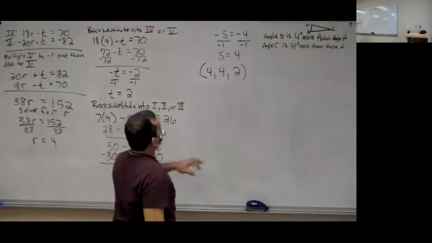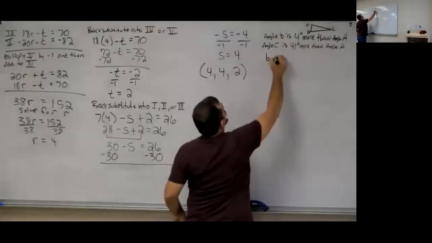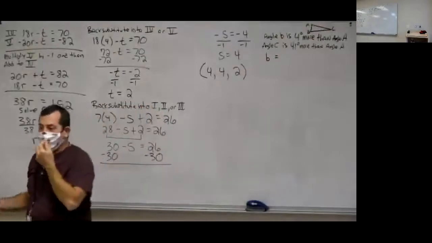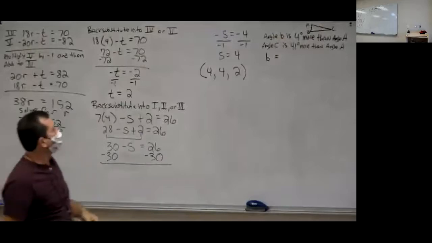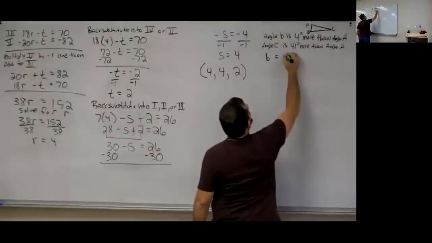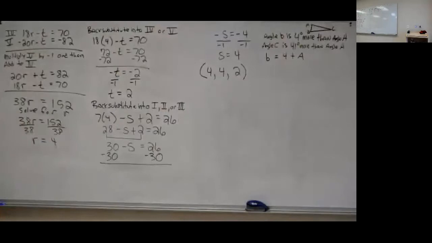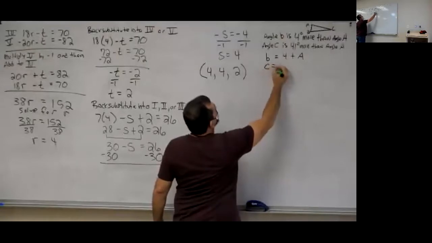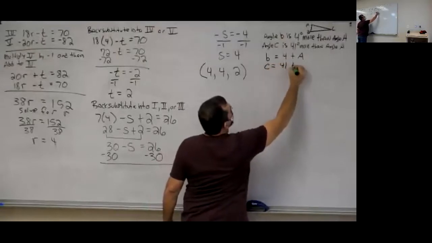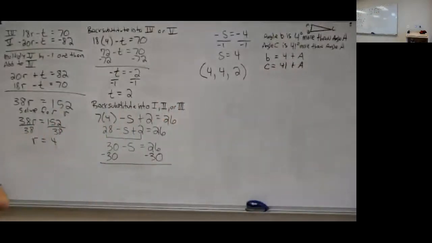So let me write out what they gave me. They said angle B, so B equals 4 more than angle A, which could be 4 plus A or A plus 4, either way. Now let's interpret that second equation I had. Angle C, so C is going to equal 41 degrees more than angle A. When I start solving it, all the letters will be on one side equal to my numbers, okay?